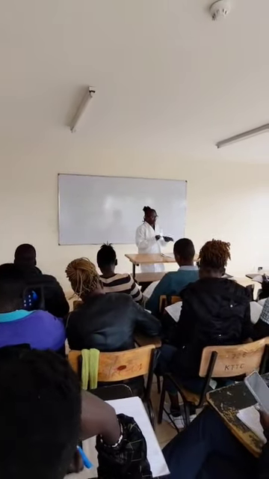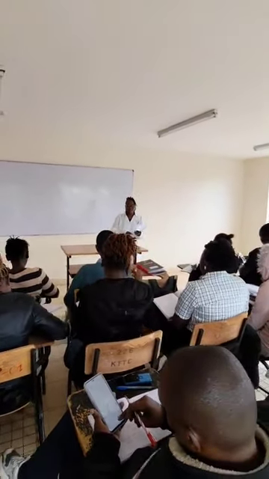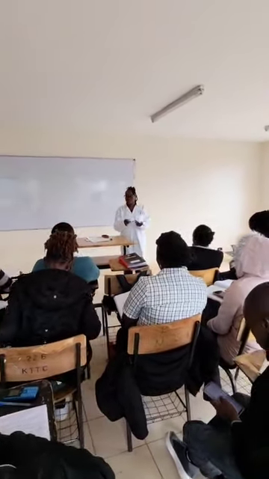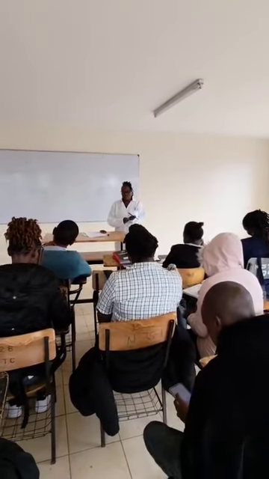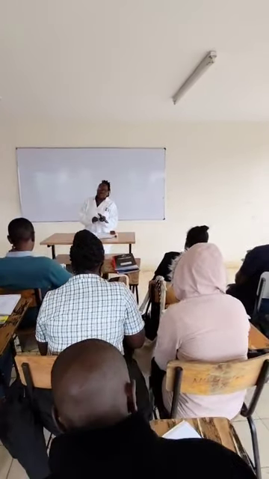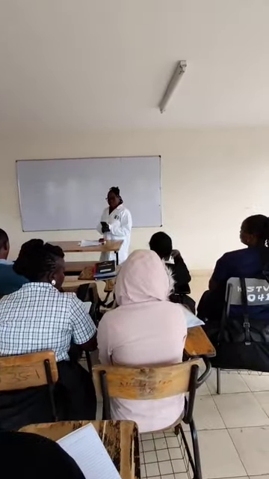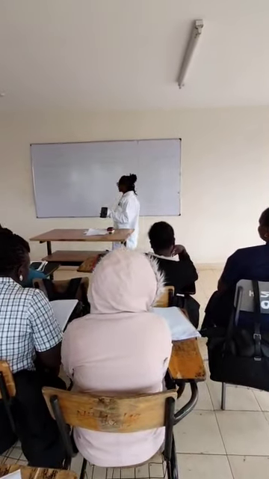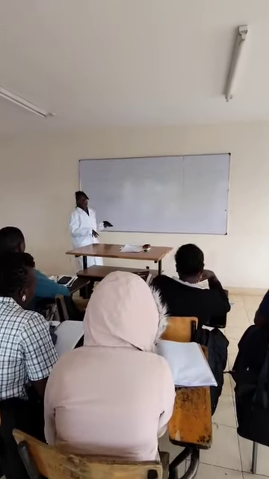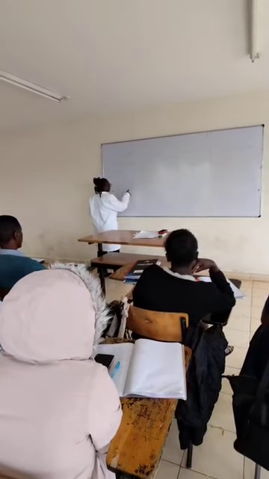Why do we need to reconcile our balances? Edna? To ensure accuracy. Okay, to ensure accuracy. To detect fraud or unauthorized transactions. Yeah, to detect fraud. To provide up-to-date information. Prudence? Provide a clear picture of cash position. Okay, to provide a clear picture of cash position. So, are we okay with that? Yes.